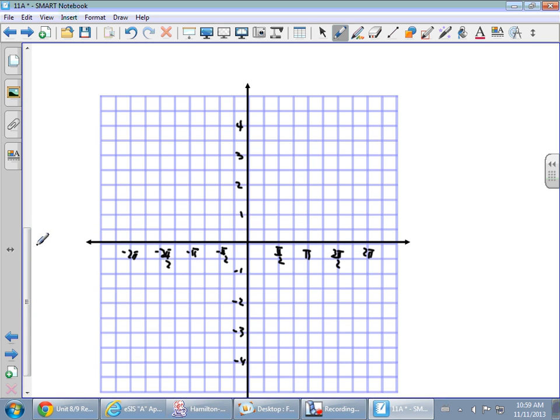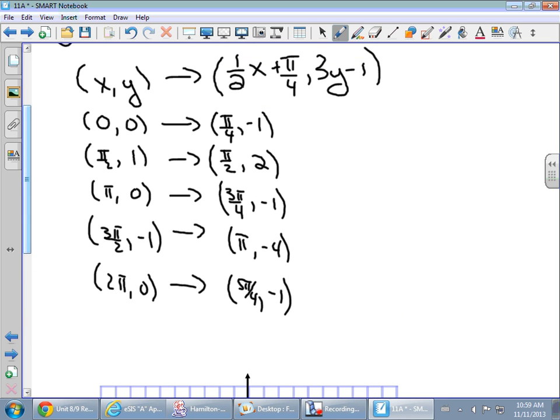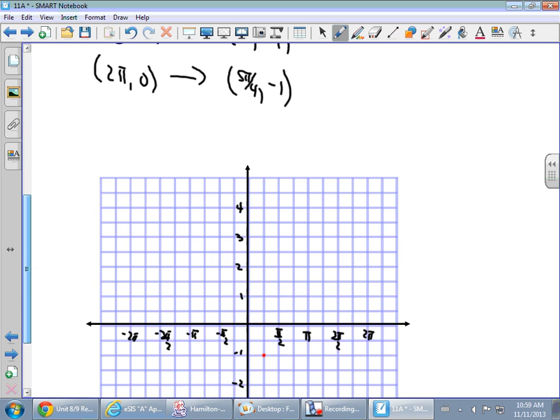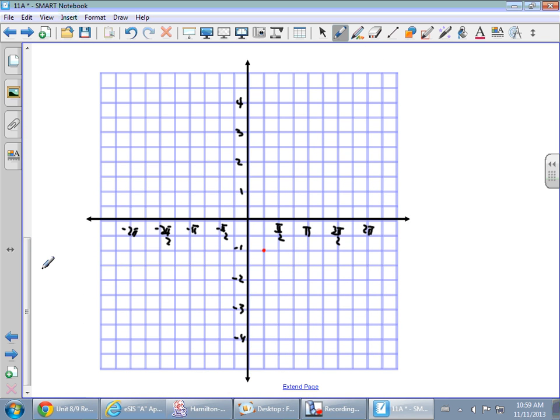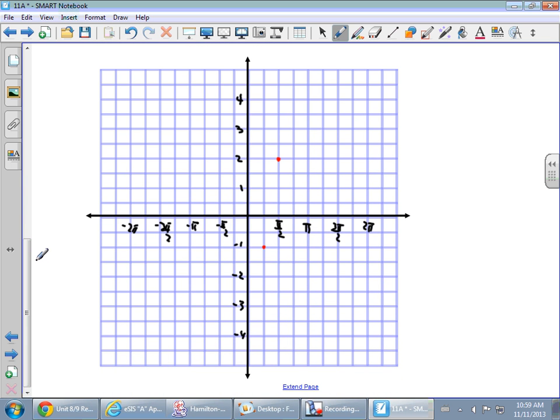So here's pi over 4, here's -1. Put it down. The next one is 2 pi over 4, or pi over 2 and 2. So pi over 2 and 2. Three pi over 4 and -1. Pi and -4. Here's pi, -4 is down here.